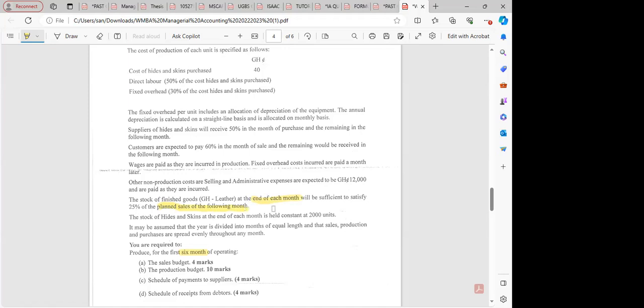Okay. The hides and skins at the end of each month is held constant. This is raw material. And then anytime that we hear of our raw material held constant at any unit, it would prevent us from preparing a raw material budget, right? Or it's a restriction for us not to prepare a raw material budget.